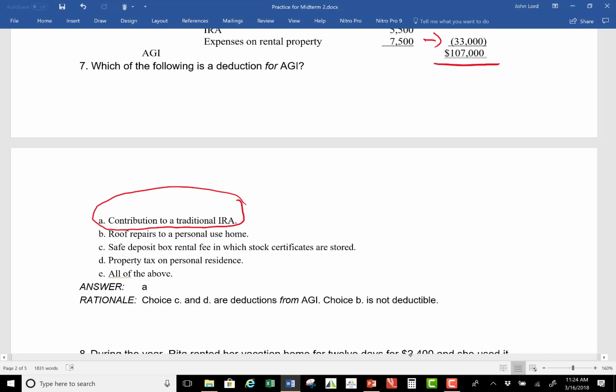Safe deposit box rental fee, in which stock certificates are stored. You can take that as what? As a deduction against your investment income, right? Okay, and have that as an itemized deduction from AGI. Property tax on personal residence, that is a what? From AGI deduction.